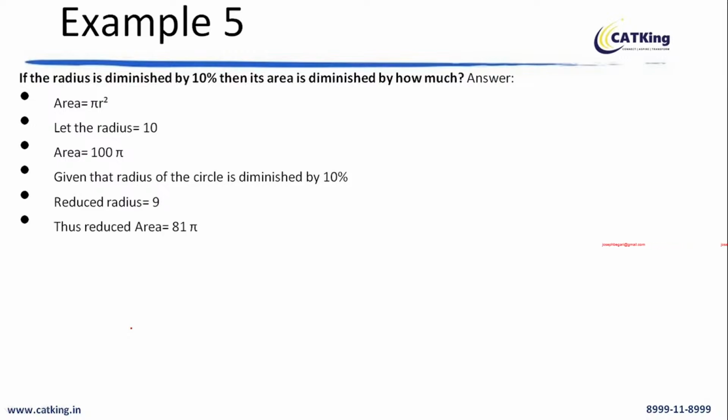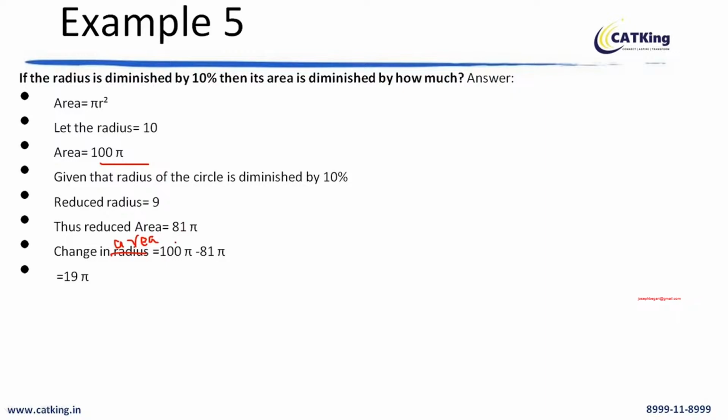एरिया क्या हो जाएगा पाई आर स्क्वायर मतलब 9 स्क्वायर into पाई, 81 into पाई. ओके, डिफरेंस क्या है दोनों में? Change in area. So this is change in radius and this is change in area. Okay, I have to correct this. Change in area is basically 100 pi जो तुम्हारा ओरिजिनल है minus 81 pi जो reduced area है which is 19 pi. उनको पूछा है कि the area is diminished by how much percent.